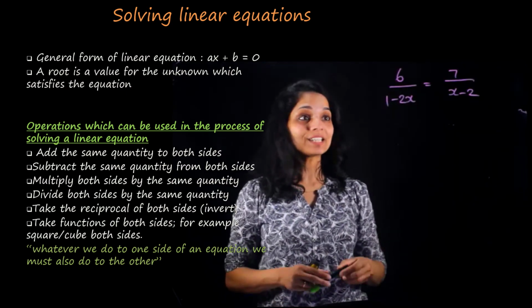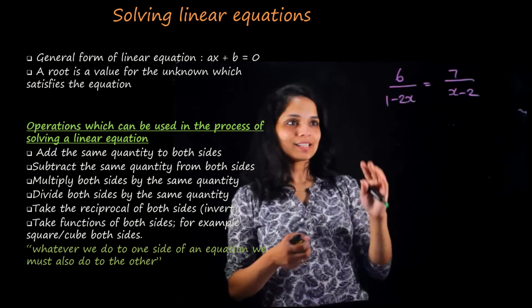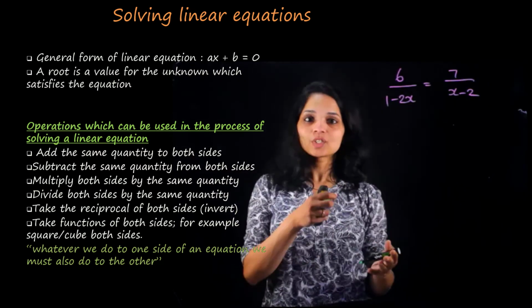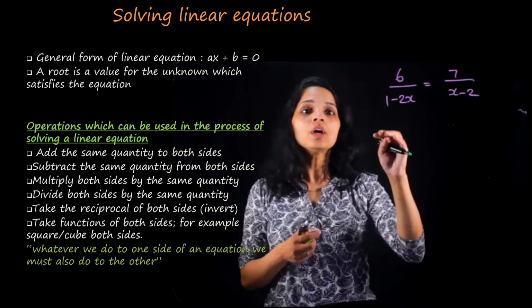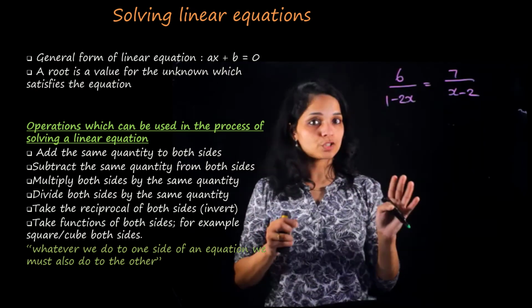Let's do one more question. 6 on 1 minus 2x equals 7 on x minus 2. So in this one, x is in the denominator. So we need to somehow make it in the numerator, or we need to get rid of the fractions. Yeah, there are two ways to do this actually.